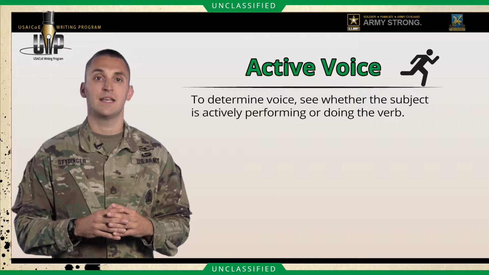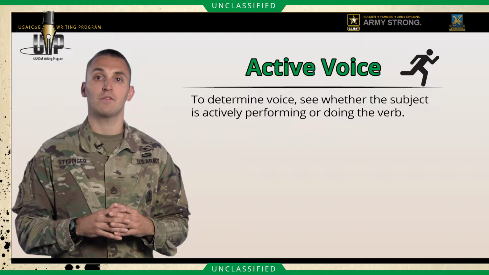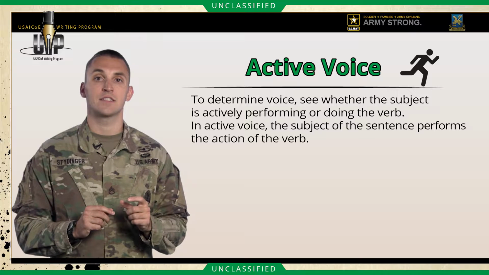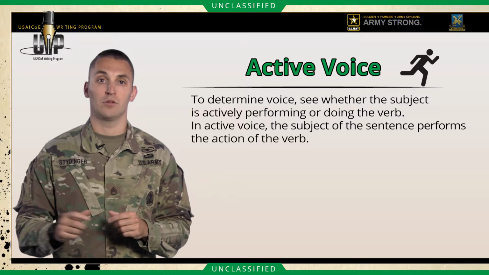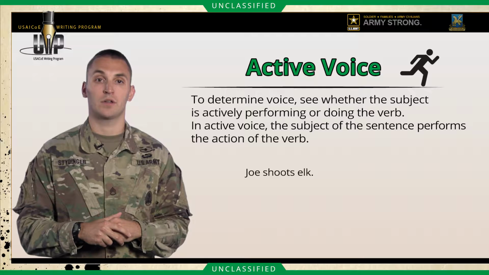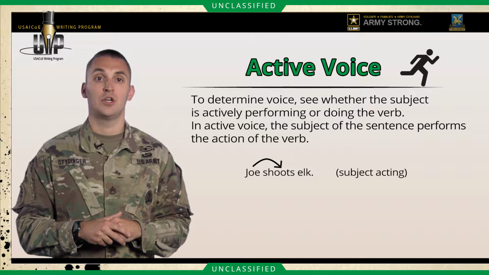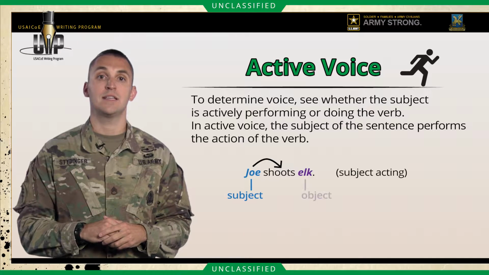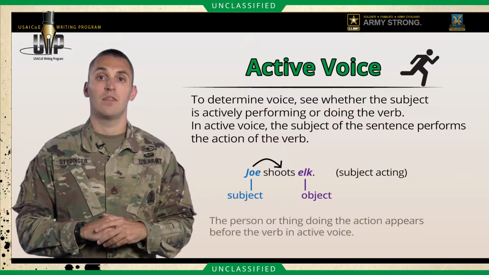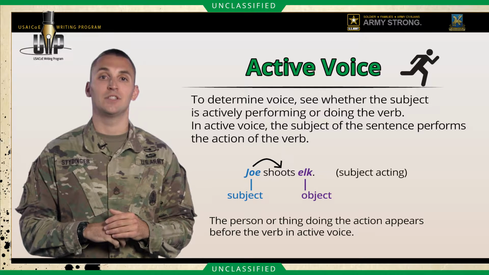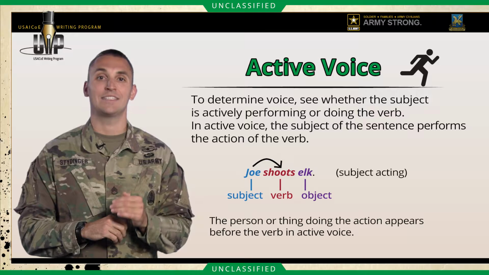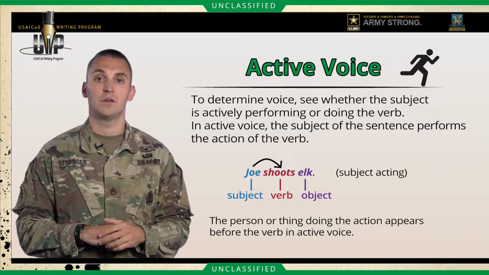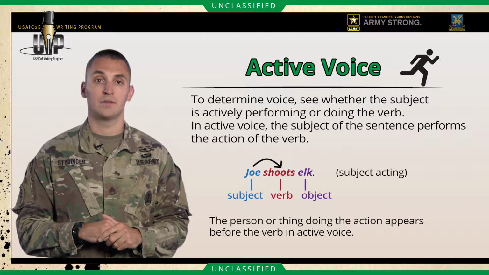To determine voice, see whether the subject is actively performing or doing the verb. In active voice, the subject of the sentence performs the action of the verb. Joe shoots elk. This is active voice. Joe is the subject, the one performing the action. Elk is the object of the action. The person or thing doing the action appears before the verb in active voice. This is very simple, and it is the most important tip. Do this and you will be fine.